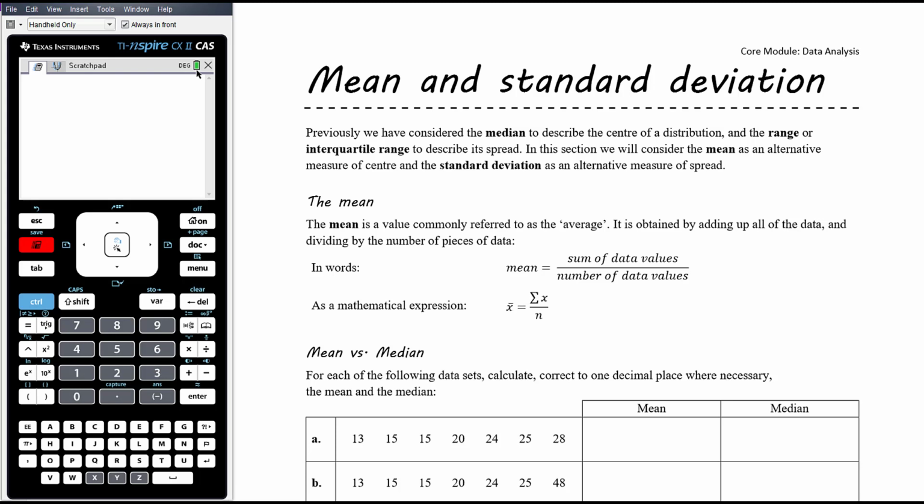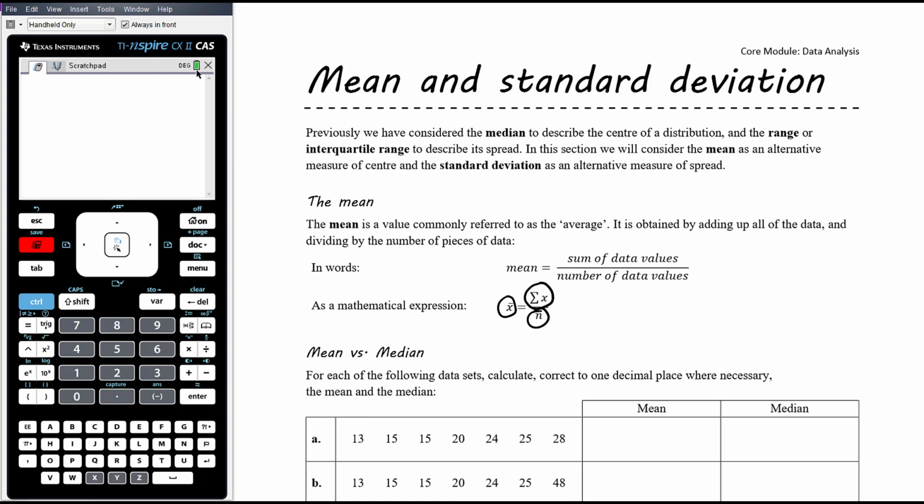As a mathematical expression, we can write it like this. We use this x with a bar above it to refer to the mean, and that's the notation that your CAS uses. And this symbol here refers to the sum. So it's the sum of the x values, the sum of the data values, divided by n, which is the number of data values. Okay, they're all quantities. Your CAS also brings that up when you do the one variable statistics, and it also gives you n.